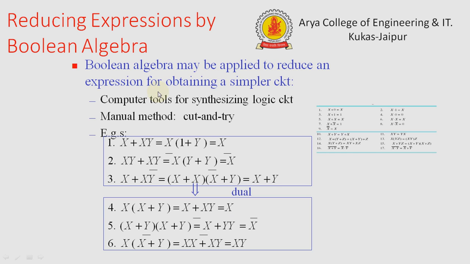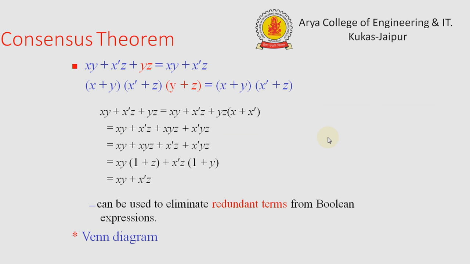Boolean algebra may be applied to reduce an expression to obtain a simpler circuit, and there are computer tools for synthesizing logic circuits; the manual method is cut and try. So what we are doing here is applying the theorems. The first is x plus xy equals x, where we take common x times 1 plus y, and 1 plus y is equal to 1, so its value is 1, so it becomes x, and so on. All these values are simplified using these Boolean expressions, or we can say Boolean theorems.